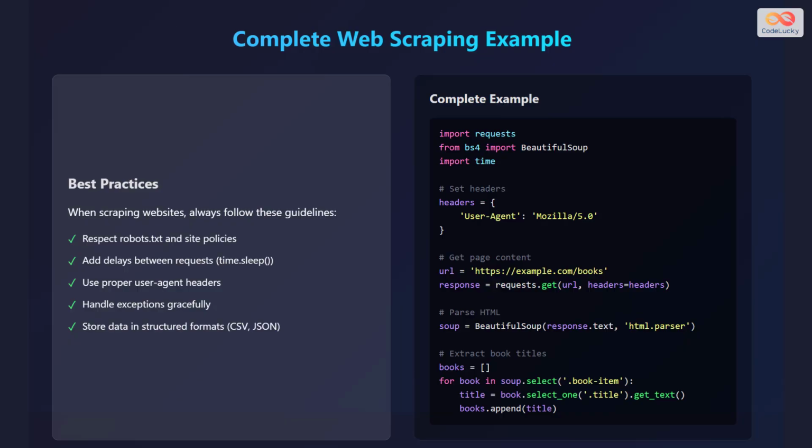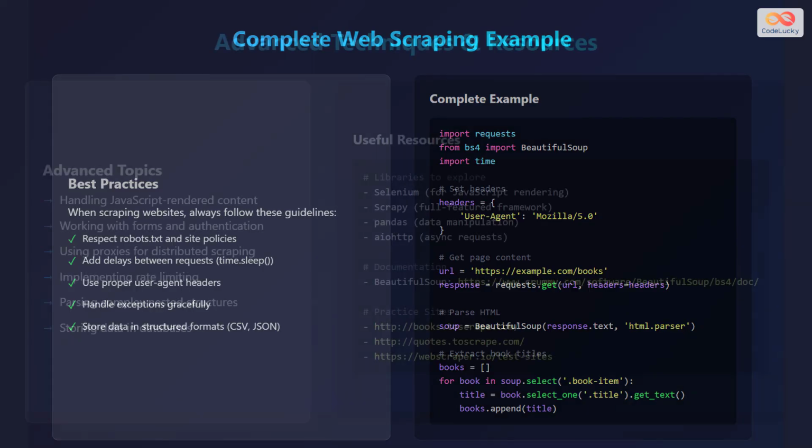Here's a complete example: import requests, import BeautifulSoup from bs4, and import the time module. Set headers to include a user agent, such as Mozilla/5.0. Get page content using requests.get with the URL and headers. Parse the HTML content using BeautifulSoup. Extract book titles, create an empty list called books, loop through each book item using soup.select('.book-item'). Extract the title from each book item using book.select_one('.title').getText(), and append the title to the books list.